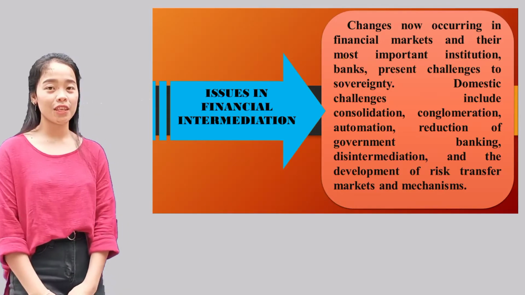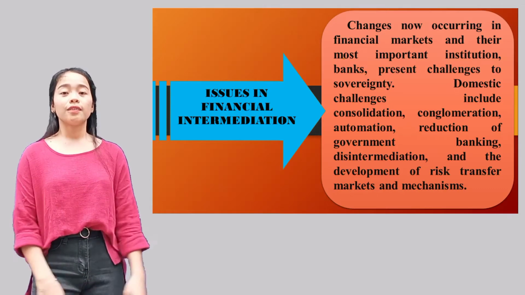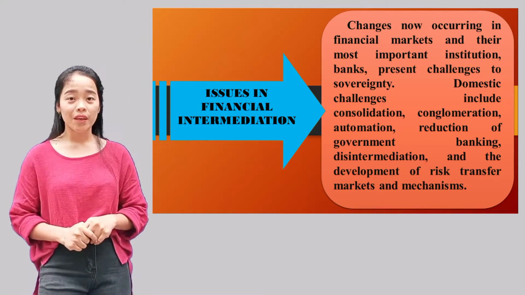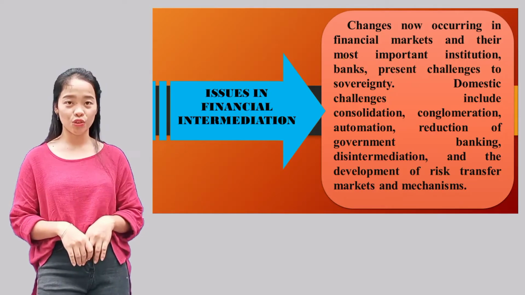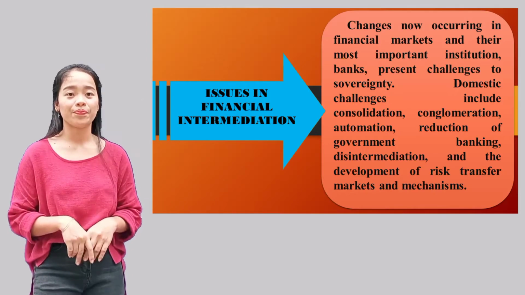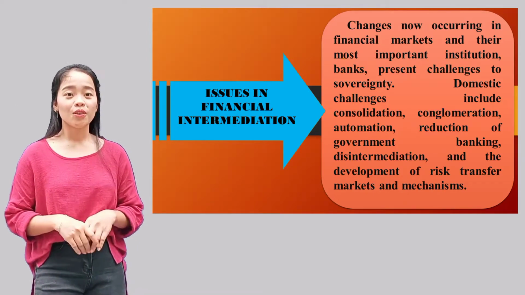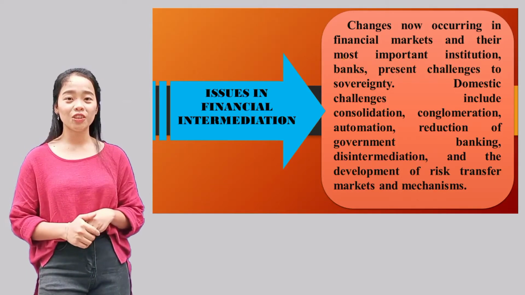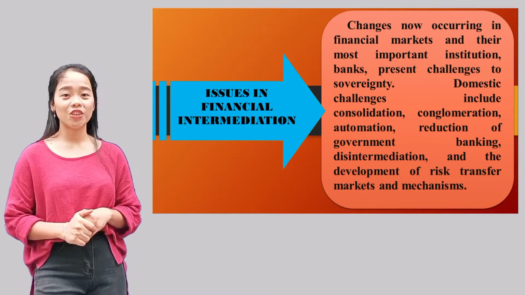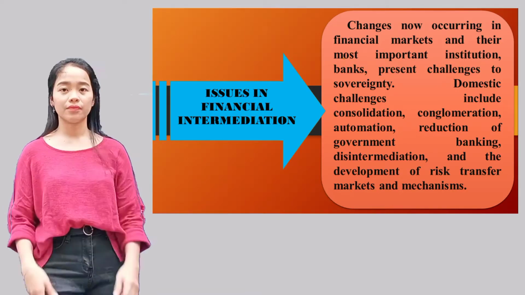So my topic for today is all about issues in financial intermediation. Changes now occurring in financial markets and their most important institution, banks, present challenges to sovereignty. Domestic challenges include consolidation, conglomeration, automation, reduction of government banking, disintermediation, and the development of risk transfer markets and mechanisms.